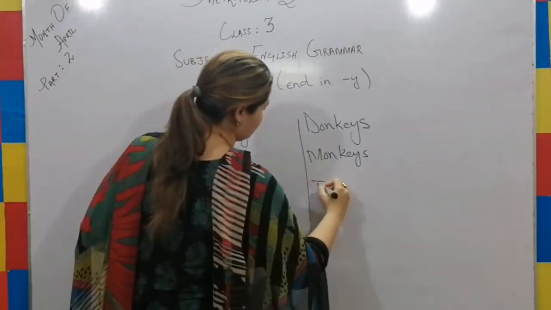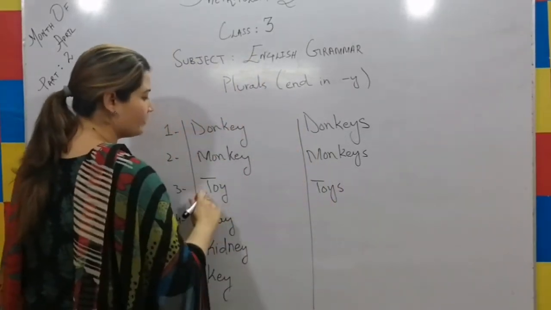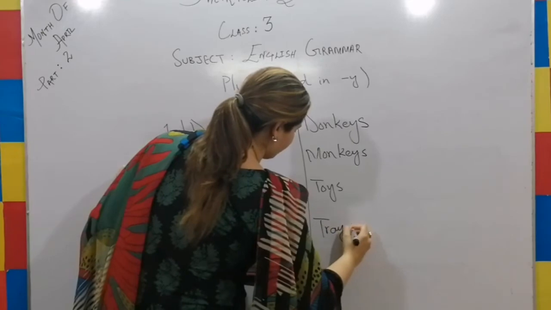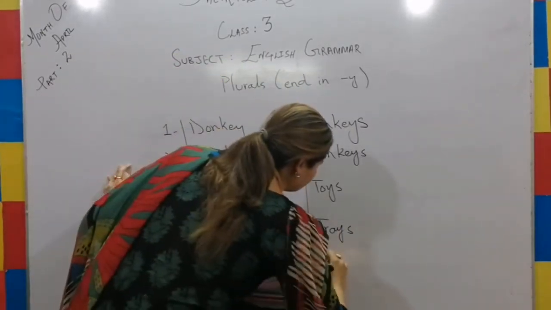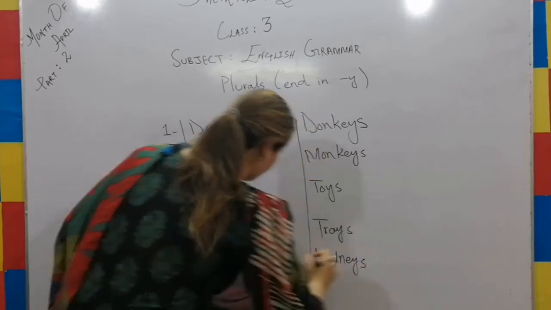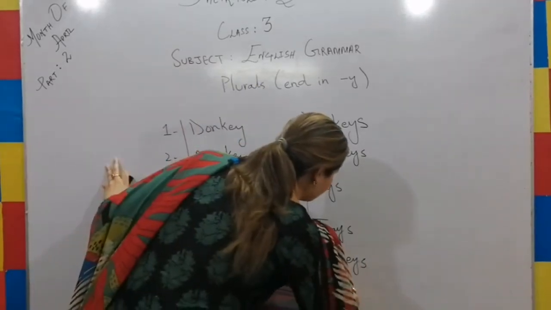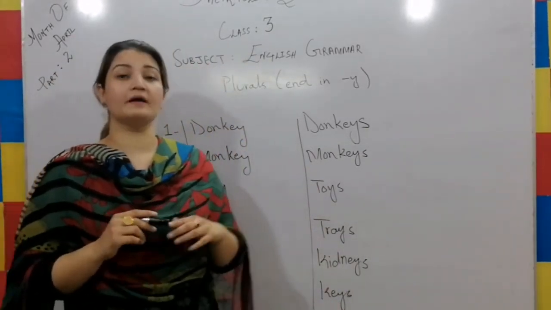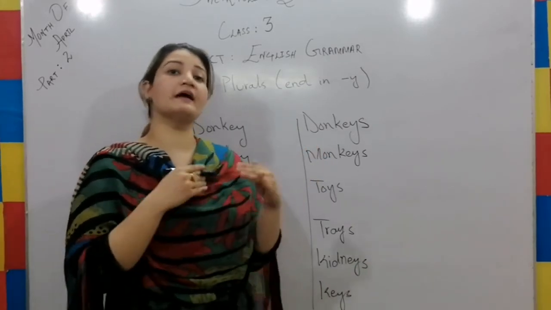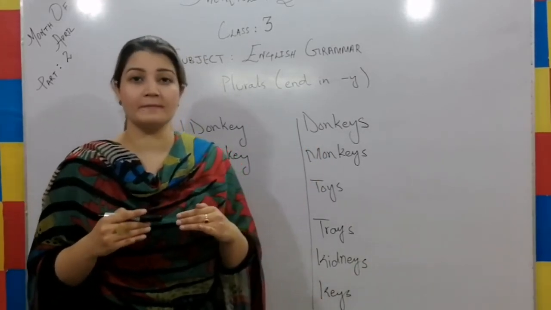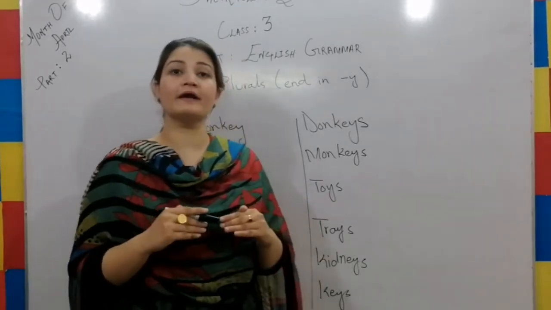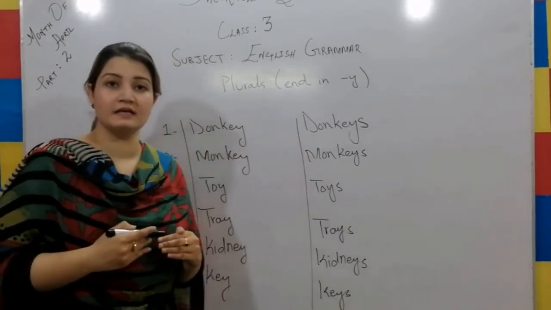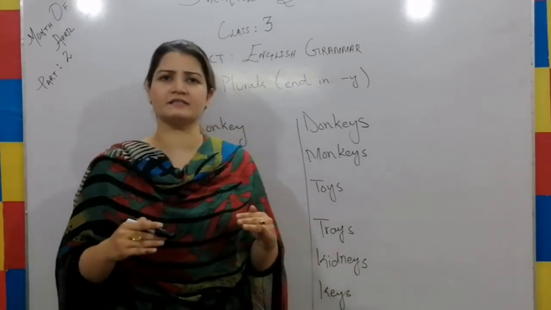Toy, toys. In these particular nouns, we have to add an S to make them plural. Tray, trays. Kidney, kidneys. Key, keys. There are some more nouns that end with the letter Y, but those are different cases. In those cases, we have to use IES. For example, strawberry also ends with the letter Y, but the plural of strawberry becomes strawberries, and we have to add IES. So there are different cases in grammar.